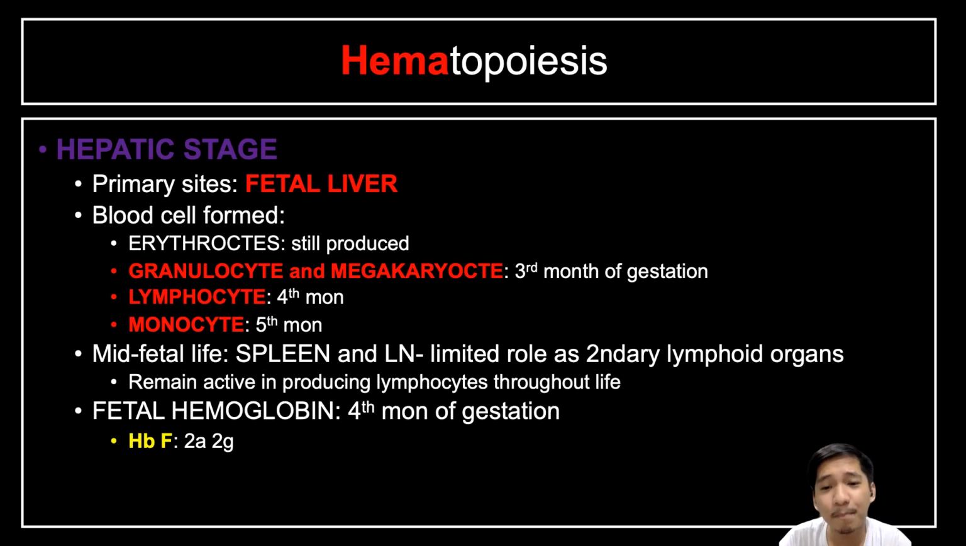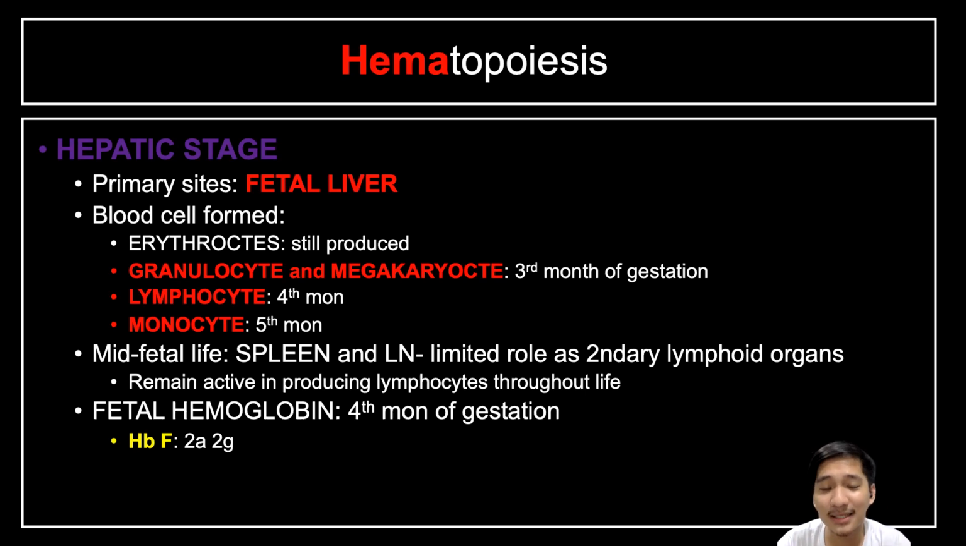So what are the primary lymphoid organs? We have the thymus and the bone marrow. What are the secondary lymphoid organs? We have our spleen, our lymph nodes, our Peyer's patches, and so on. They remain active in producing lymphocytes throughout life. We all know that our T cells and B cells come from the bone marrow, and then the T cells mature in the lymph nodes. That is why they are called secondary lymphoid organs.